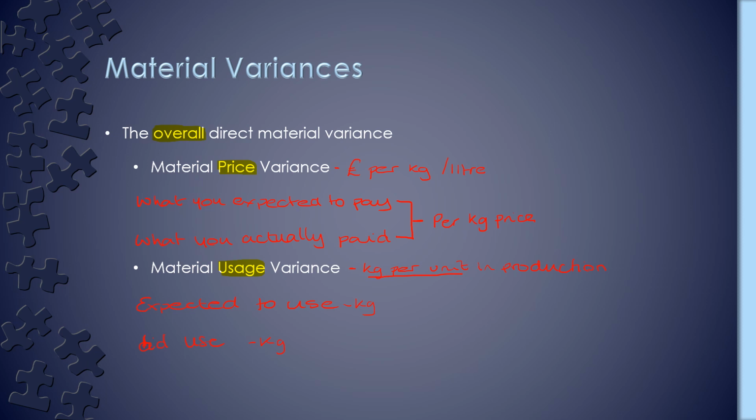So then it's brought back to that: our material price variance plus our usage variance will equal our overall material variance.